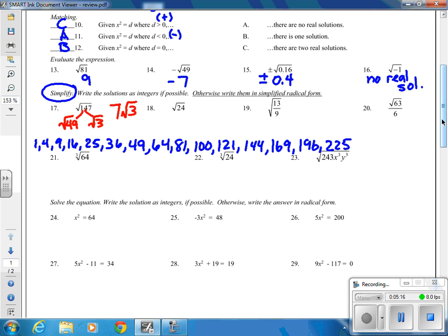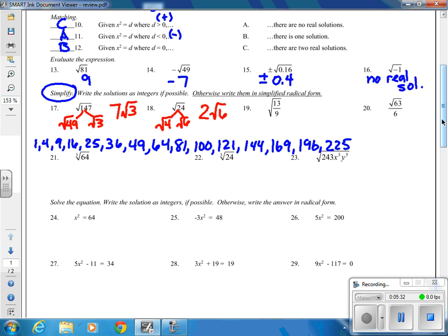Number 18 is the square root of 24. The largest perfect square in 24 is 4. There are other numbers that make 24, but only the 4 is in the perfect square list. So it's the square root of 4 times the square root of 6. The square root of 4 is the whole number 2. Square root of 6 stays 6.